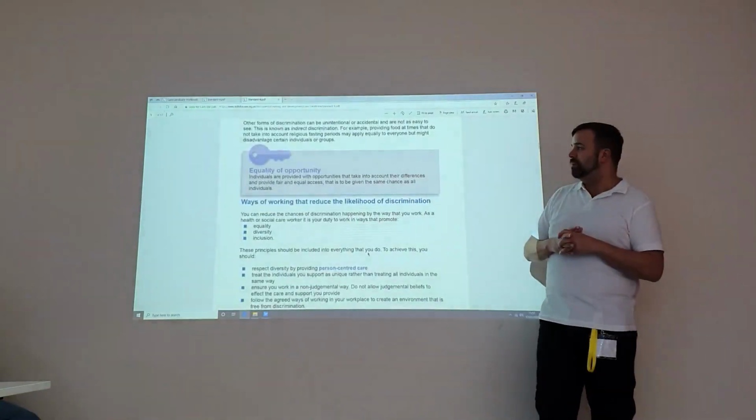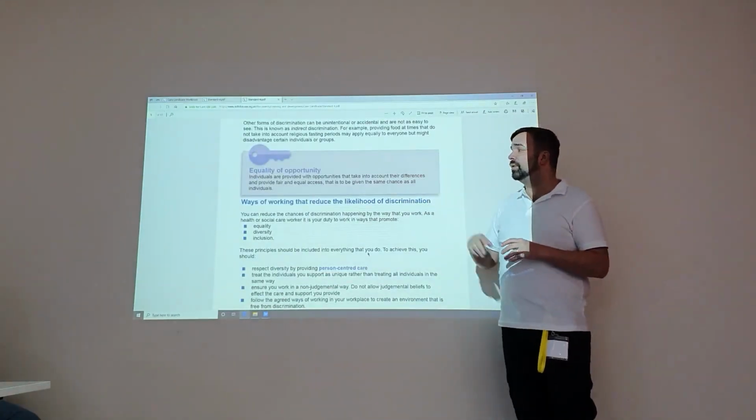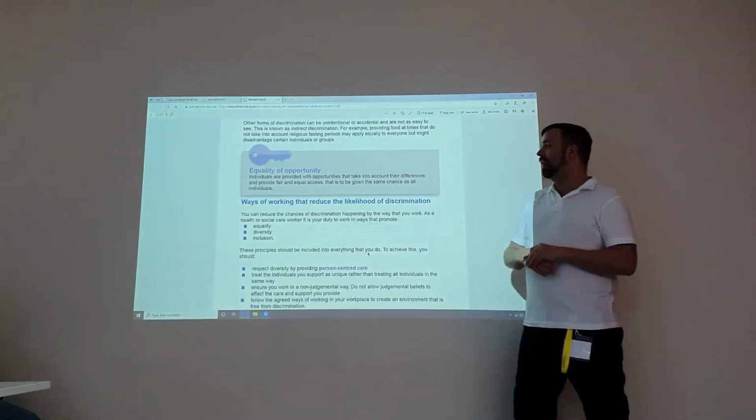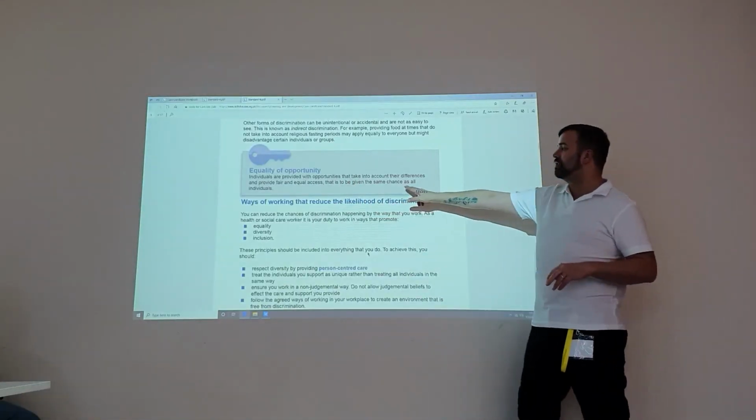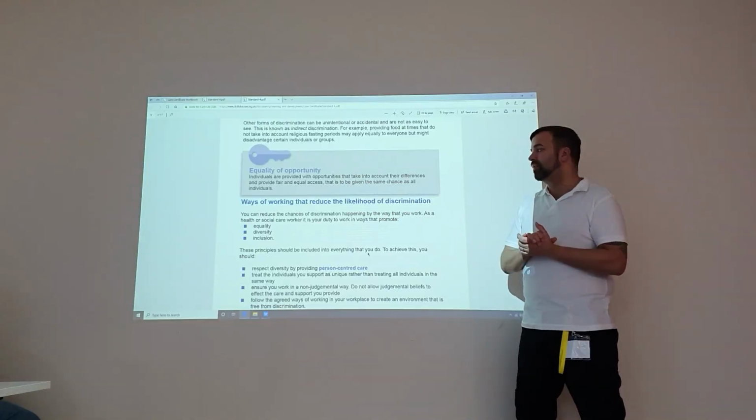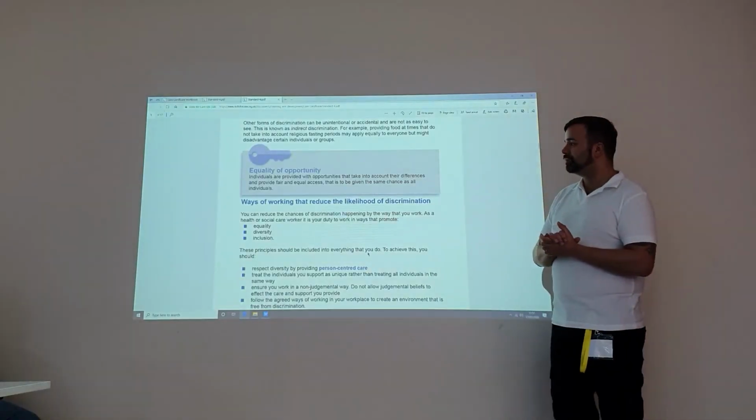Equal opportunity provides us an opportunity to take into account people's different needs. It provides fair and equal access and gives the same chance to all individuals. So those are the fundamental principles around equality and diversity.